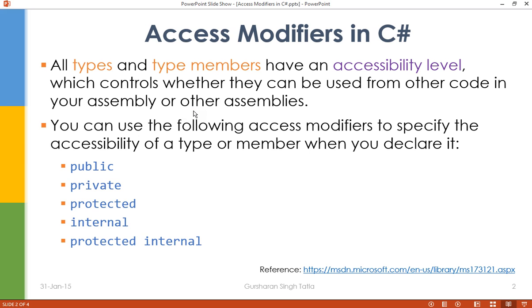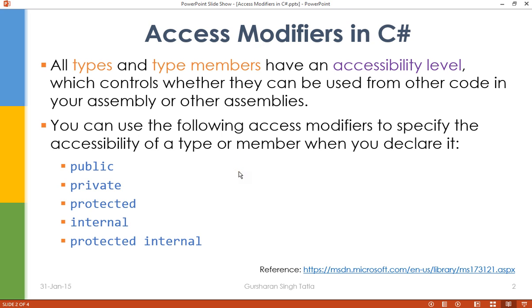So using the accessibility level, or using access modifiers, we can control whether a type or a type member can be accessed within the assembly or outside the assembly. Or if there's a field declared within the class, can we use it only within the class? Can we use it within the derived class? Can we use it in any other class within the assembly? This all can be controlled with access modifiers.